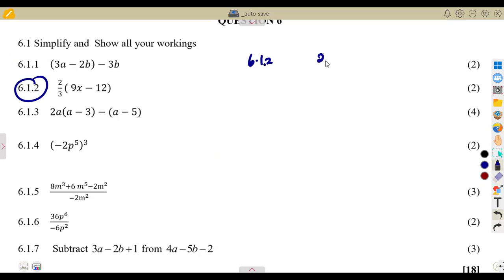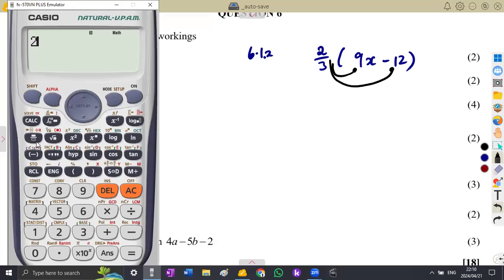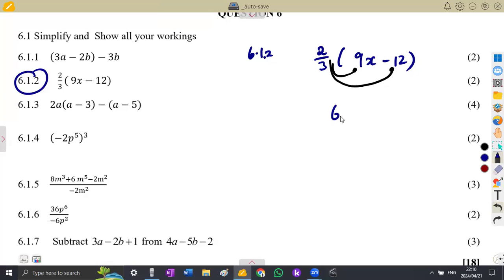6.12. 2 over 3 into the bracket of 9x minus 12. So this is it, guys. Just take your calculator, expand, because the bracket, so the 2 over 3 is supposed to expand, multiply 3. The 2 over 3 is going to multiply minus 12. So this is it. Just take your calculator and you can just do this direct. Do not worry about that. That is 2 over 3 like this times 9. That's 6. But the 6 is with x. There is x there. So it is going to be 6x.